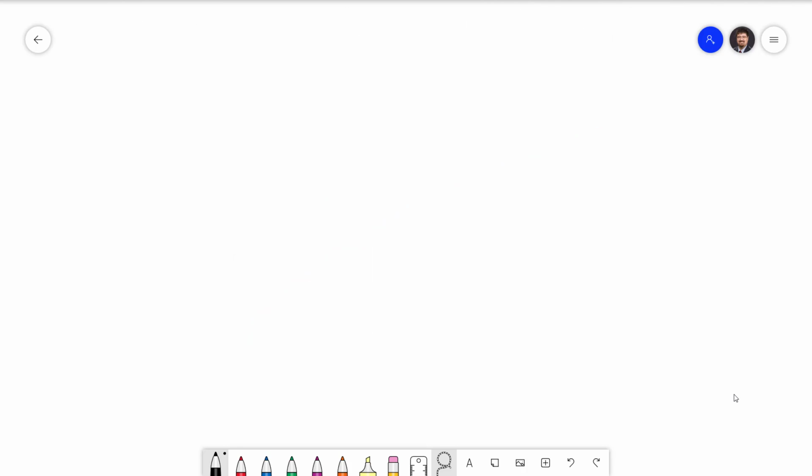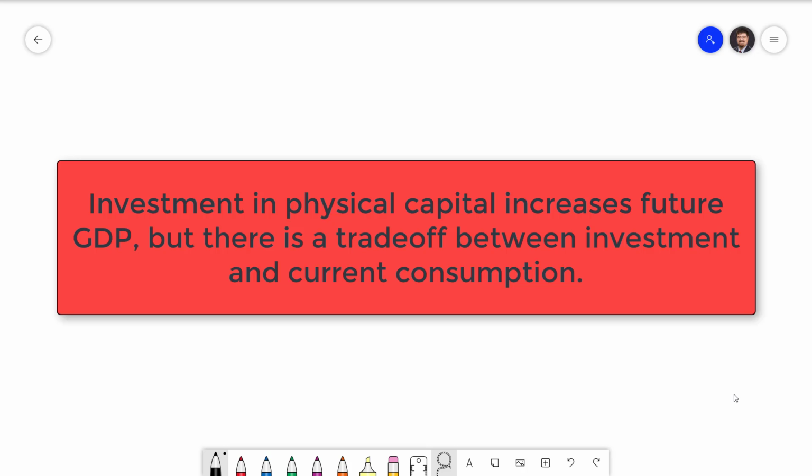We've established that increasing productivity increases the standard of living in a country, so let's talk about some of the factors that can result in economic growth. Remember that we define investment as expenditure on physical capital, so increasing investment can increase the standard of living in the future. However, remember that expenditure on investment is expenditure that is not happening for current consumption. So increasing the standard of living in the future requires sacrificing some consumption today.